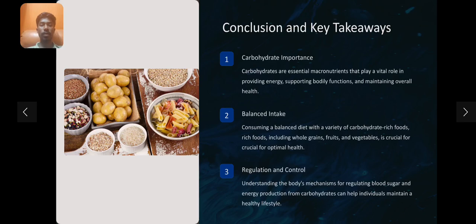Balanced intake: consuming a balanced diet with a variety of carbohydrate-rich foods, including whole grains, fruits, and vegetables. Regulation and control: understanding the body's mechanism for regulating blood sugar and energy production from carbohydrates can help individuals maintain a healthy lifestyle.